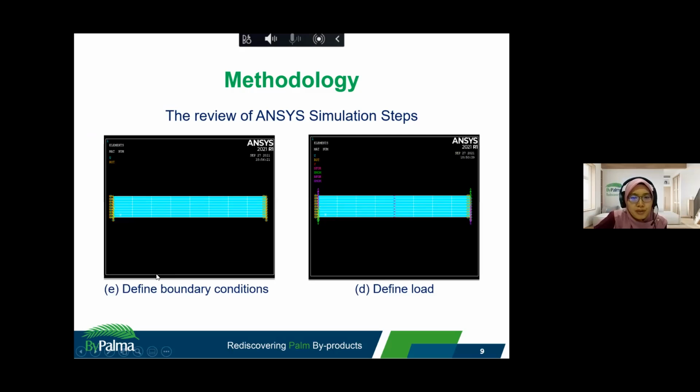Then the boundary condition is no longer applied to all the lines. We only apply it at both ends, right and left, which will be static. It will be the fixed end. And we are going to define a load at the middle line. As you can see, the red dots in the middle are the loads applied to the element.